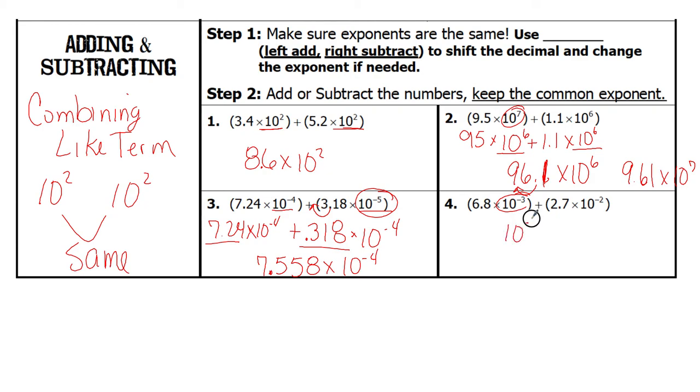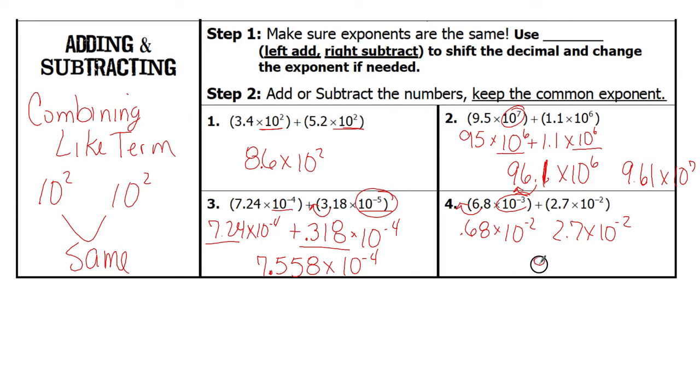I need a 10 to the negative 2, so I can keep them exactly the same. Well, it means I've got to move my decimal point 1 closer to the 0. I'm going to move it over here. So now it's 0.68 times 10 to the negative 2. Now I can add these 2 together. I have to remember to line my decimal points up.